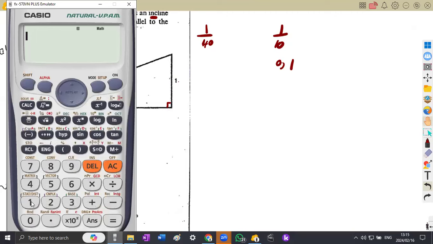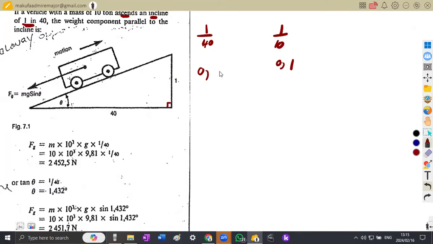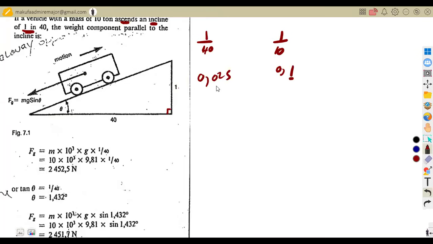So this is 1/40. We want to compare 1/40 and 1/10. So this is 0.025. So as we can see, guys, 0.025 is less than 0.1. There's a zero there. This one is less than. So that means we are talking about a small angle. So if this is small, what did I say? The tan and the sine of theta approximate to be the same. So we're going to approximate that the sine of theta approximates to the tan of theta.